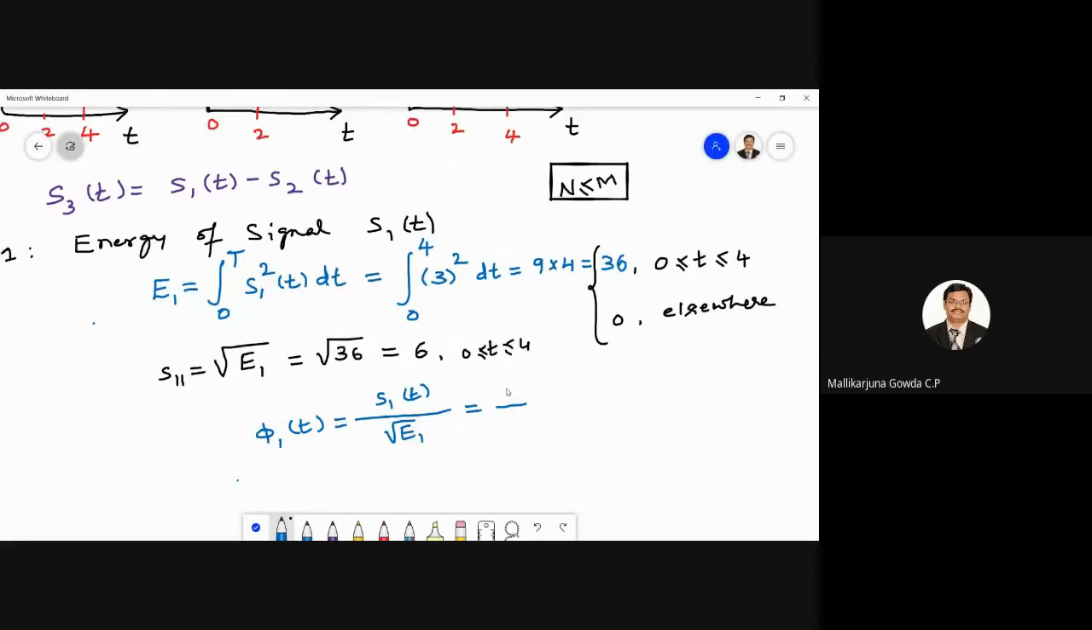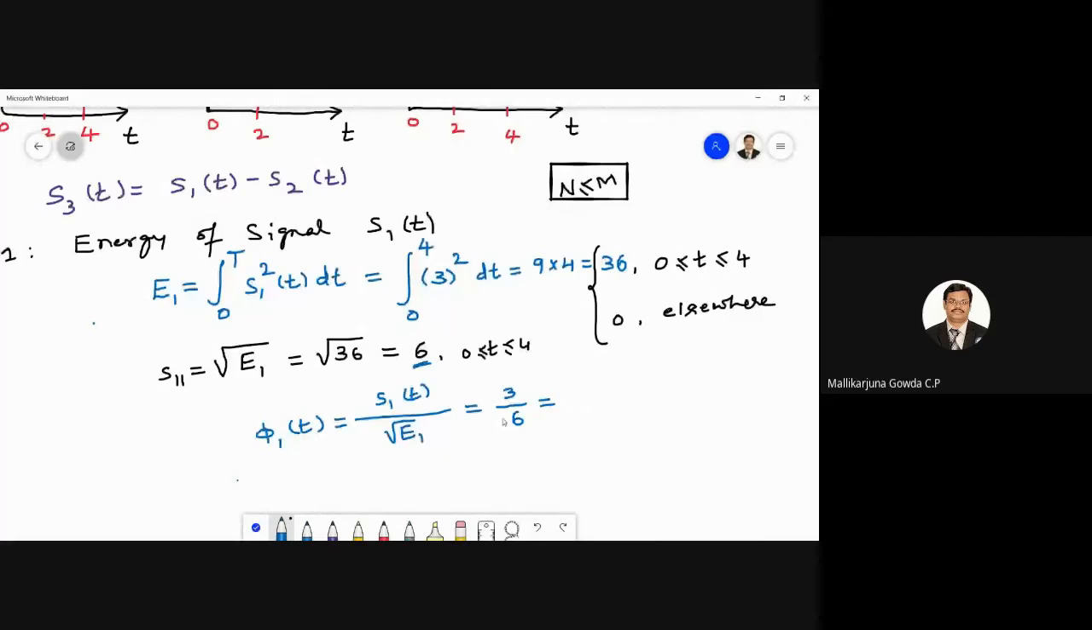What is the value of S1 of t? 3. Yeah, 3. What is the root of E1? Root of E1 I wrote here. Yeah, it is 6, right? You can write root of 36, or I can directly write it is 6. I think you want me to write root of 36 only.